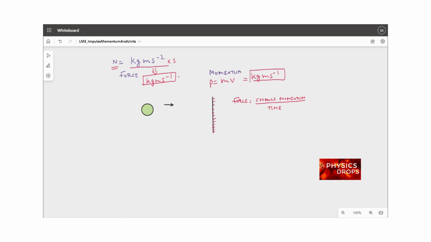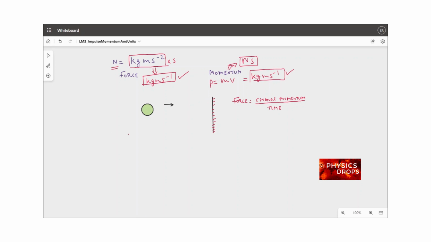So we see that these two quantities are the same. So the unit of momentum can be written as newton seconds, which is the same as this times s. So that is the unit of momentum.